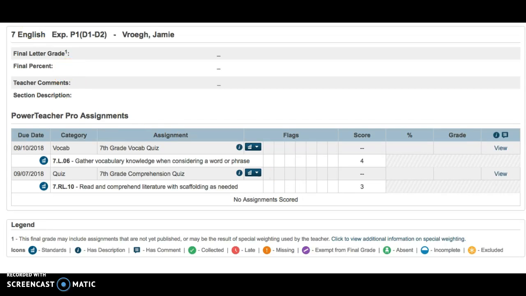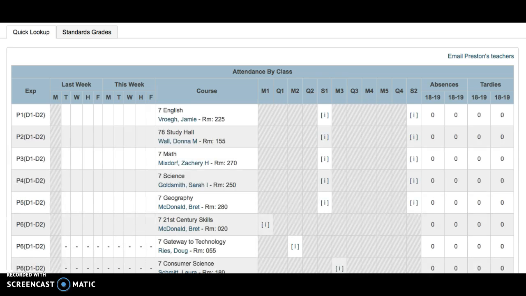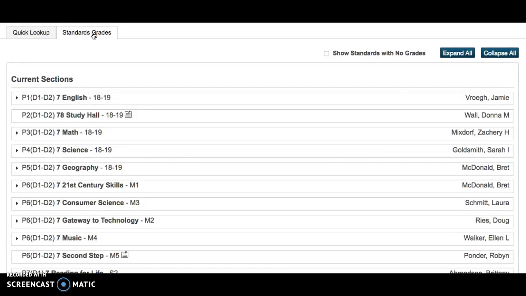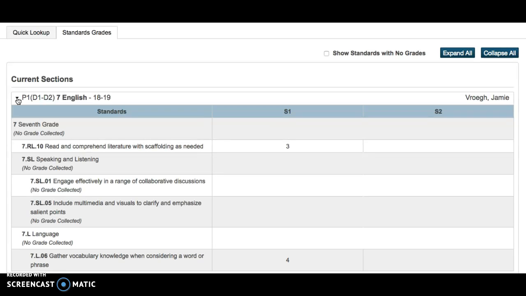The other screen that you can look at is the Standards Grade screen. Click on the Standards Grades tab. This will be similar to what your child's report card will look like. Right now, we had just looked up the grade book in English 7. Now we're going to look at student standard scores.